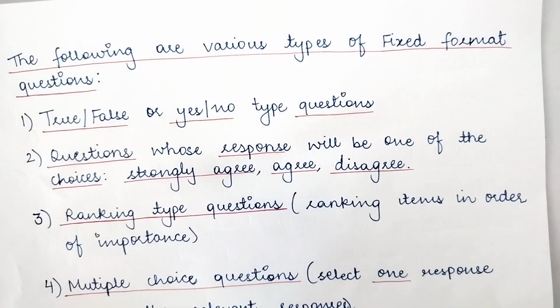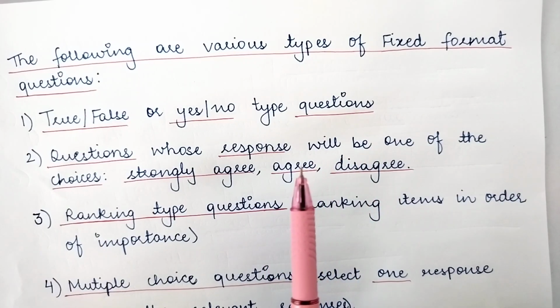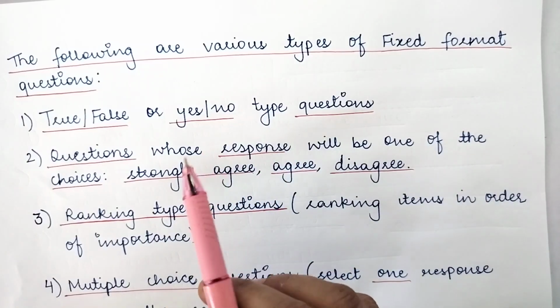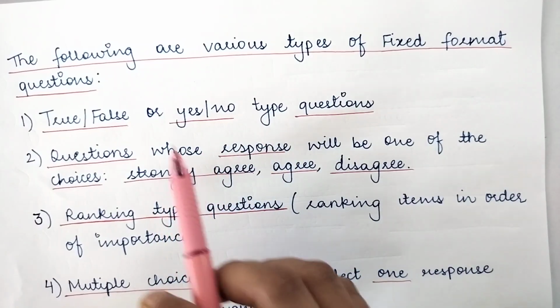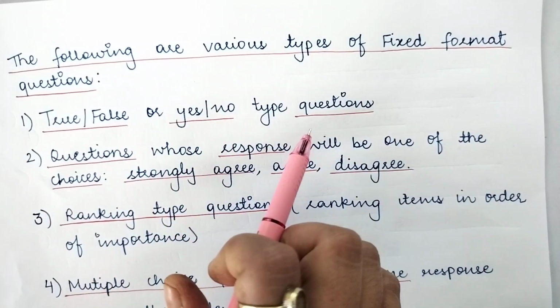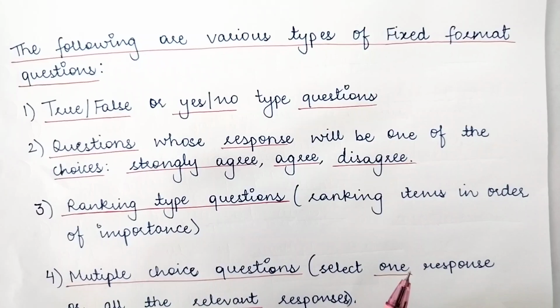Now when we talk of fixed format questions, wherein the respondent is provided with multiple choice questions, in such a case, there are various types. The categories of fixed format questions can be true, false or yes, no. Whether you use this product or whether you want this in your information system, true or false, that is the only thing you have to write, or yes or no, that is the only thing you can write and nothing else.